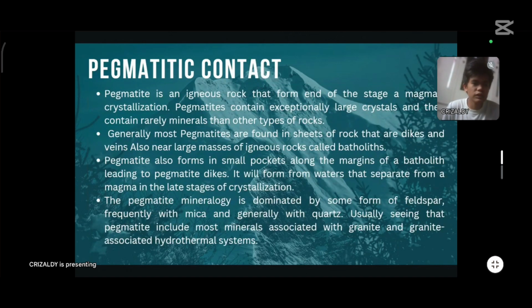Now, what is the pegmatitic contact? Pegmatite is an igneous rock that forms at the end stage of magma crystallization. Pegmatites contain exceptionally large crystals and they contain rarer minerals than other types of rocks. Generally, most pegmatites are found in sheets of rock that are dikes and veins, also near large masses of igneous batholiths. Pegmatites also form in small pockets along the margin of batholith, leading to a pegmatite stock. It will form from water that separates from a magma in the late stage of crystallization.